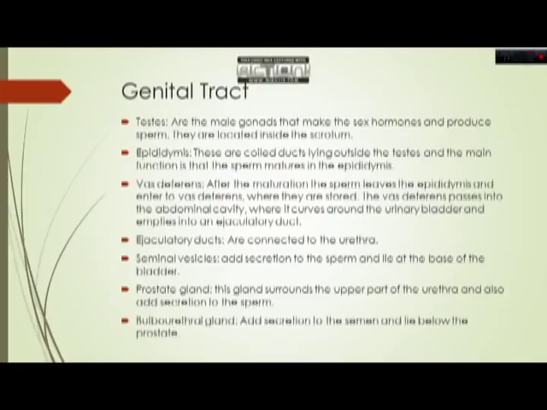Then it goes to the vas efferents. In the vas efferents it passes through the seminal vesicles, the prostate gland, the bulbourethral gland, and then finally the semen. In the production of the hormones, it passes through interstitial cells, then to the androgens, and finally to the testosterone.